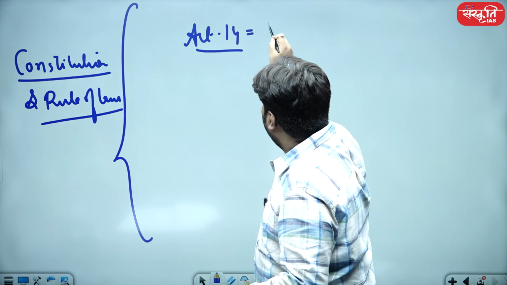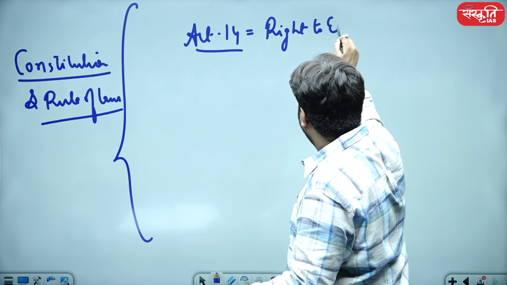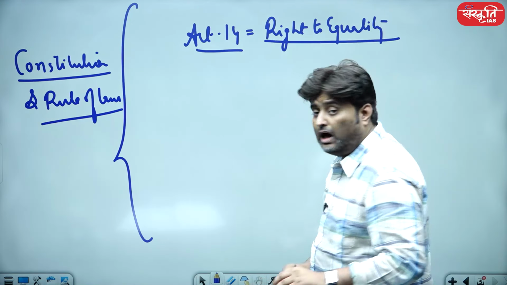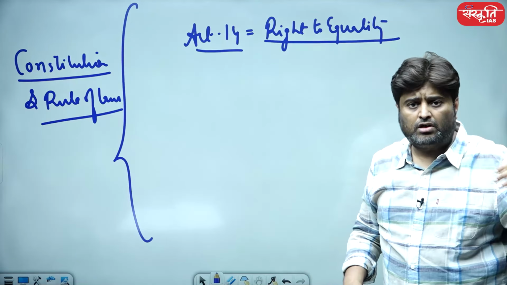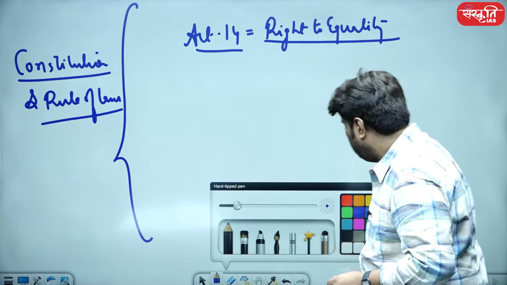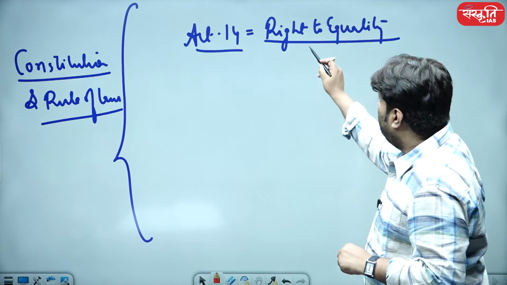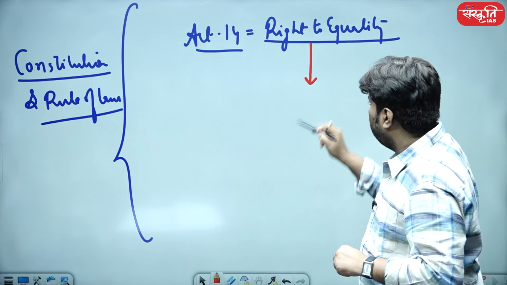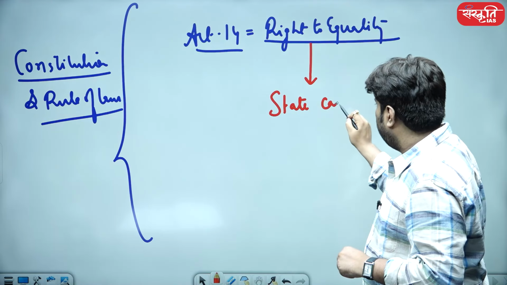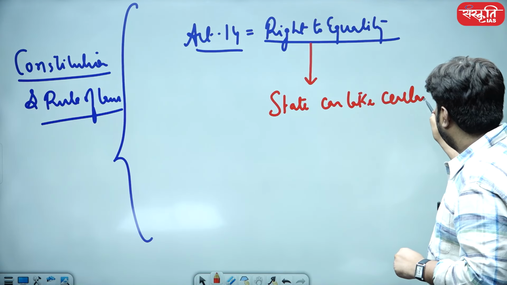So what is Article 14? Article 14 says right to equality. I will give you a detailed discussion of right to equality when we look into fundamental rights. But as of now, we all know Article 14 is right to equality. But in order to promote right to equality, a state can take certain decisions.